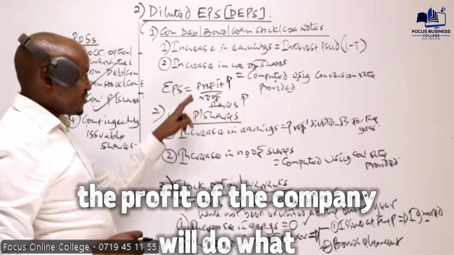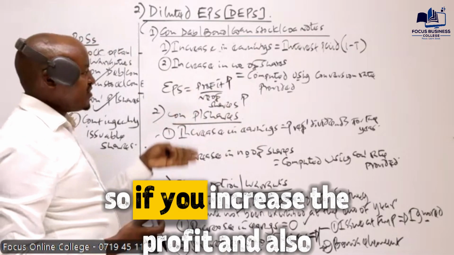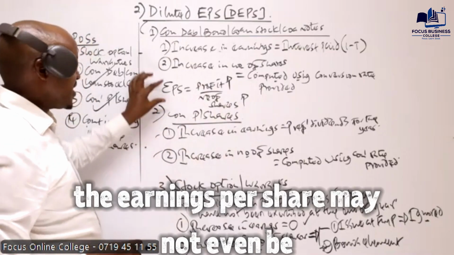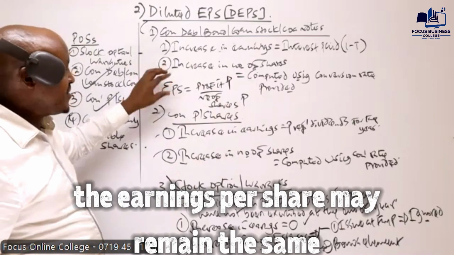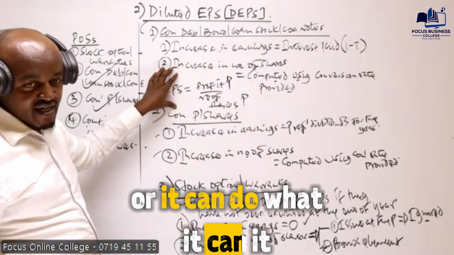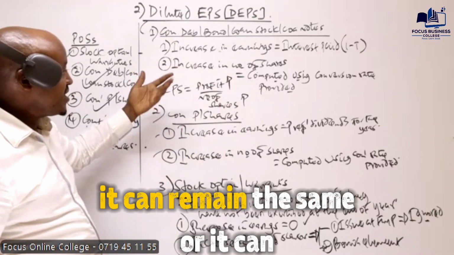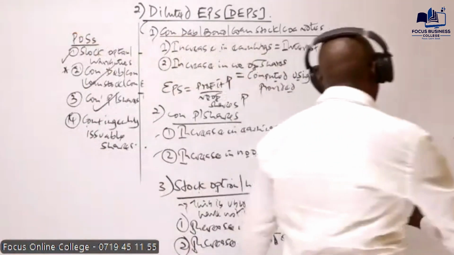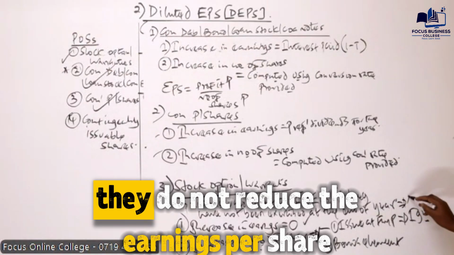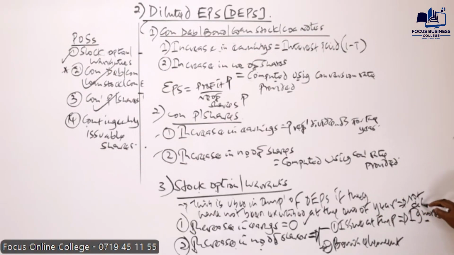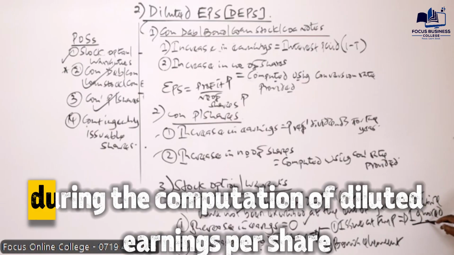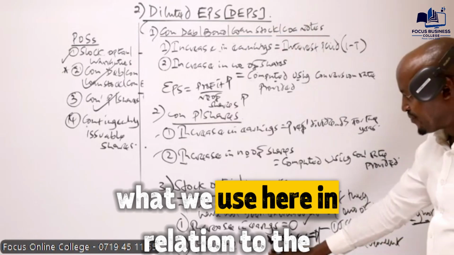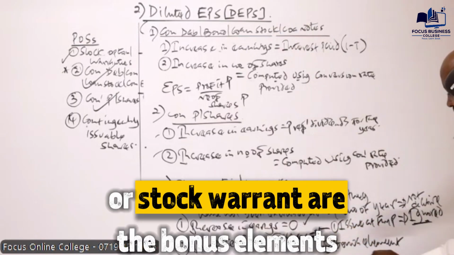As a result of that, the profit of the company will increase. So if you increase the profit and also the number of shares, most likely the earnings per share may not even be affected. The earnings per share may remain the same, or it can increase. So that's why we say that these shares are not dilutive. They do not reduce the earnings per share. Not dilutive, and therefore, during the computation of diluted earnings per share, they are ignored. So therefore, what we use here, in addition to the stock option or stock warrant, is the bonus element.